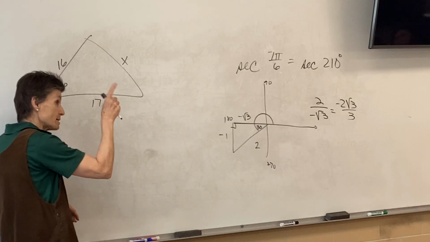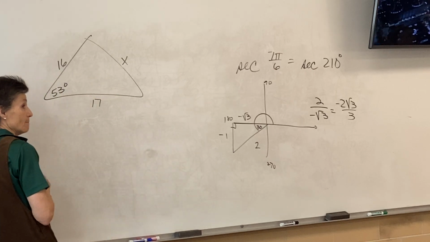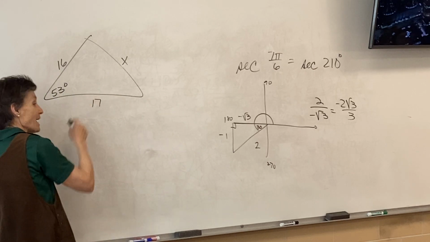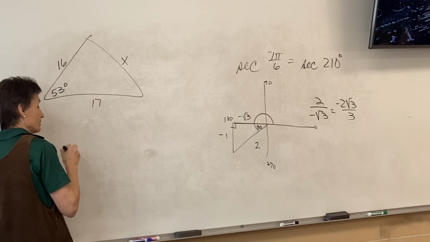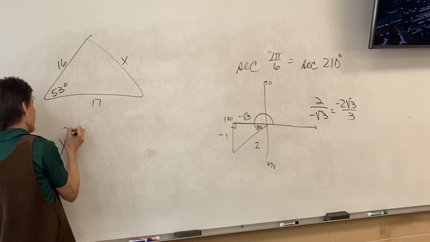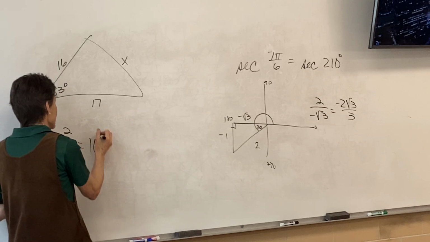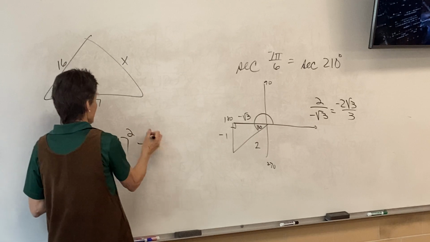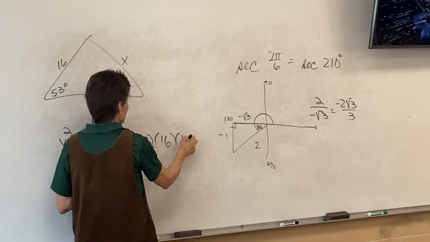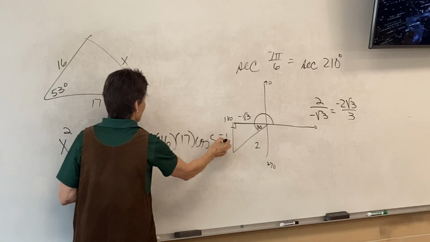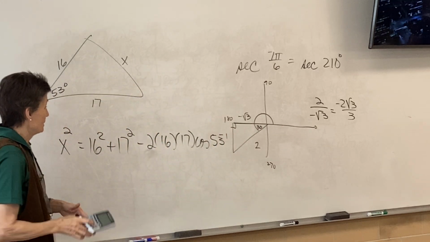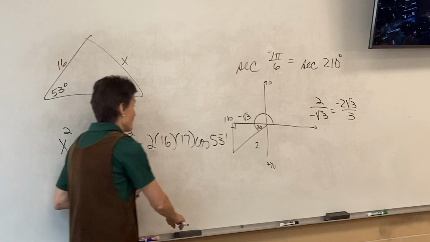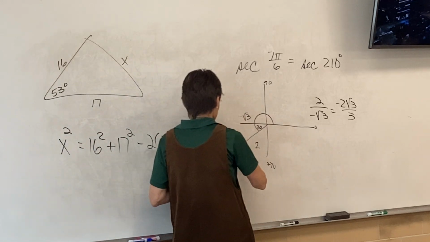Okay? The law of cosines will be on your reference sheet. But it's not gonna have an X in it, it's gonna have a bunch of letters in it. So you need to remember that the law of cosines says x squared equals 16 squared plus 17 squared minus 2 times 16 times 17 times cosine 53. You know, practice these things, guys. Practice them.